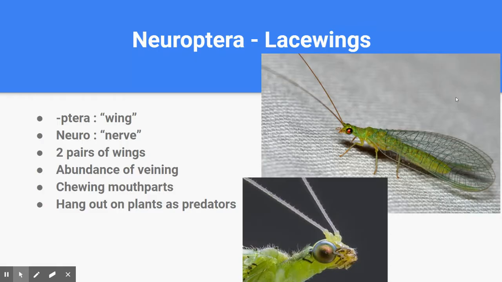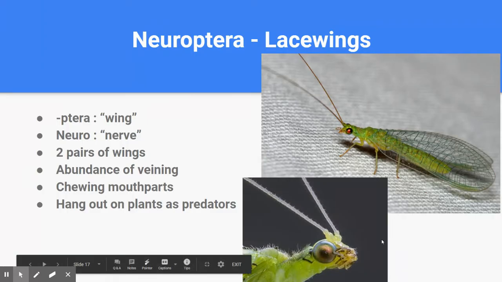These also have chewing mouth parts. They're actually predatory insects. So many people might see a lacewing. They're very delicate and small and a bright green color. And initially you may not think of them as being a predator, but I don't know, pretty terrifying looking face if you ask me, with a big eye and the mouthpieces.